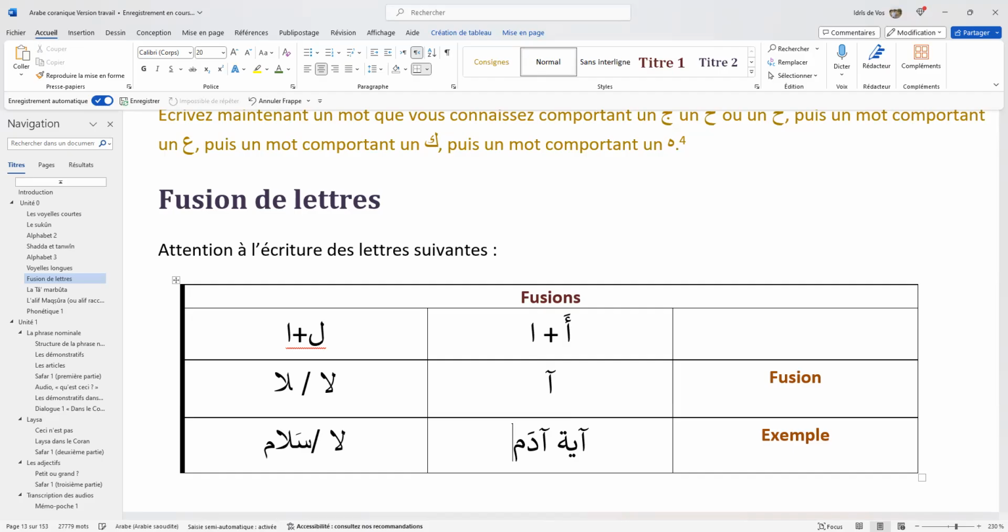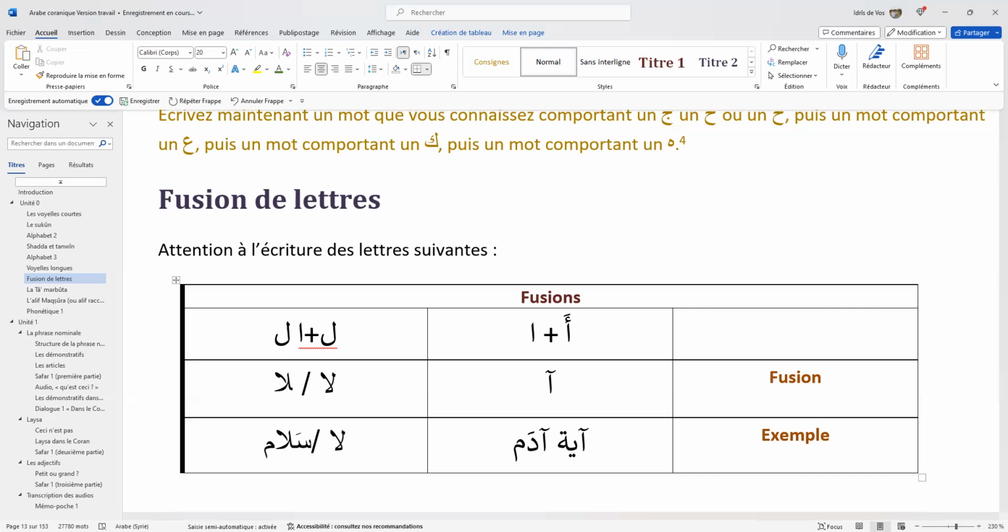The second is the merging of the lam and the alif. Here again, in principle we should have the lam and the alif. I'm cheating because I can add little strokes like this. We ought to have the lam followed by the alif, except that's not how it works.